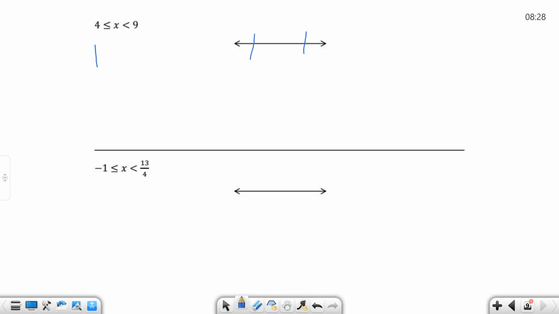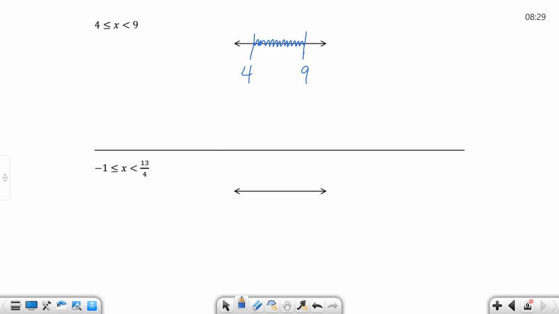Now, you got to be careful. Don't just assume this goes on the left. You have to put them in the correct order, smaller number on the left. So which one's smaller? 4, and the larger one is 9. And then x is in the middle, so guess what I do? I shade in the middle. That's where x is. X is in the middle, shade in the middle.